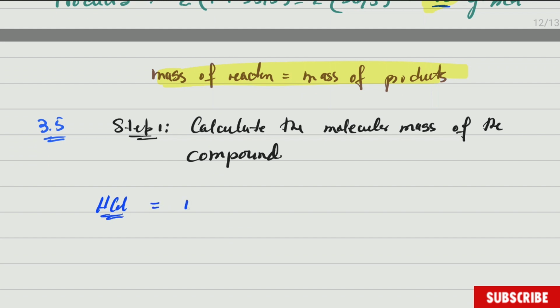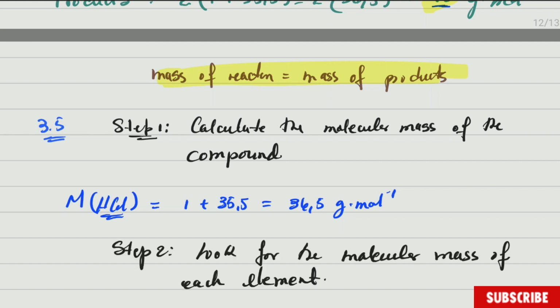So this one is going to be 1 for hydrogen plus 35,5 for chlorine. Using the periodic table, I'm going to write here mass for that one, and this is going to be equal to 36,5 grams per mole. Very simple.